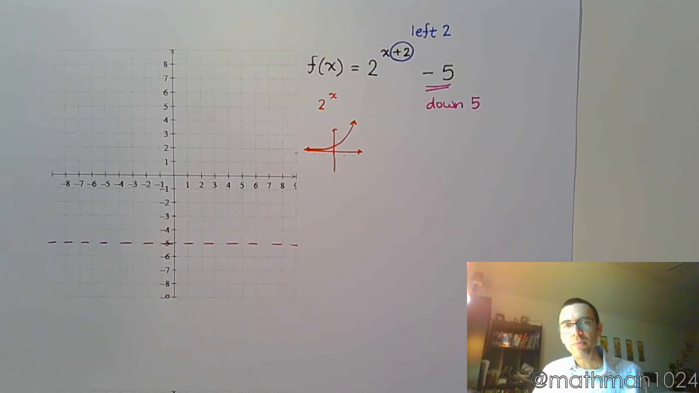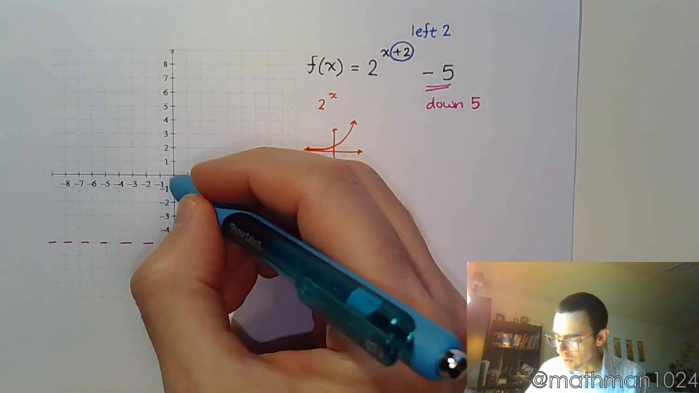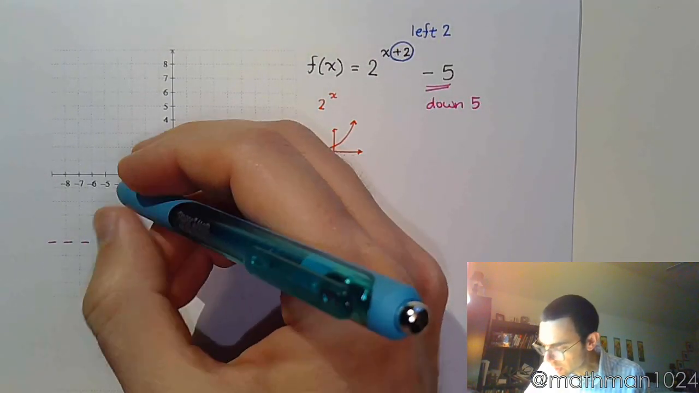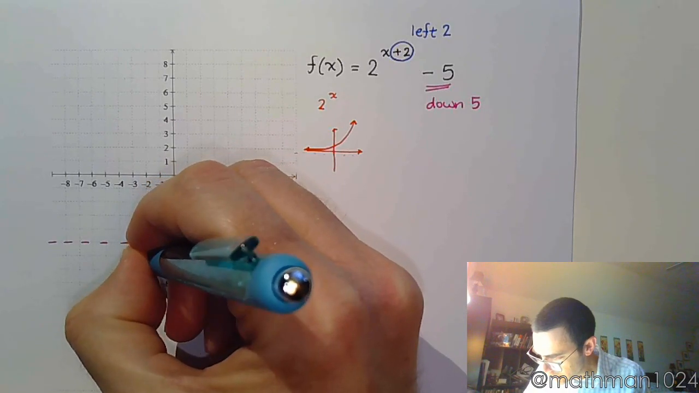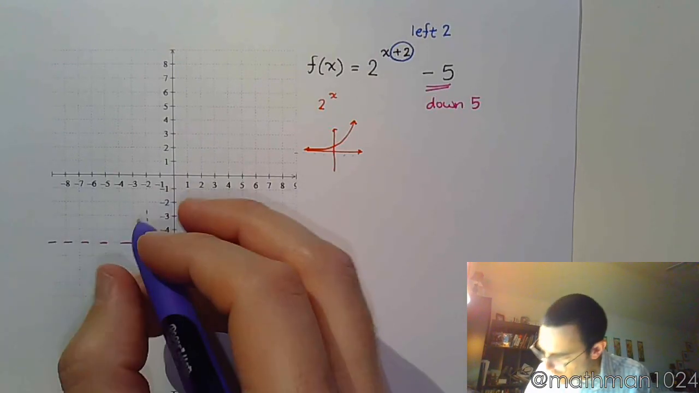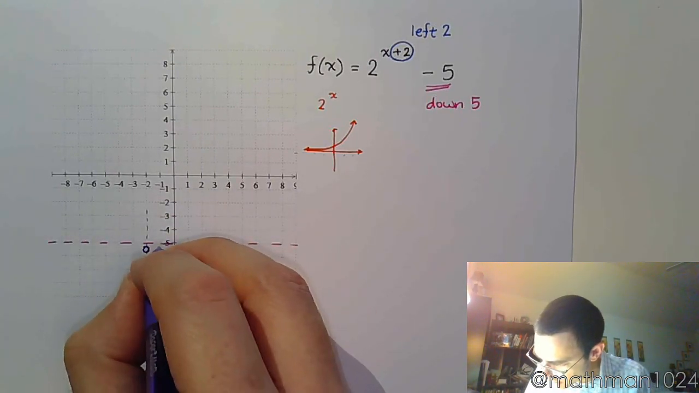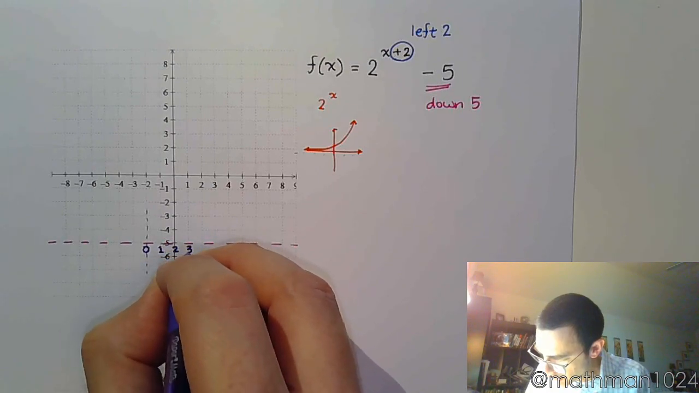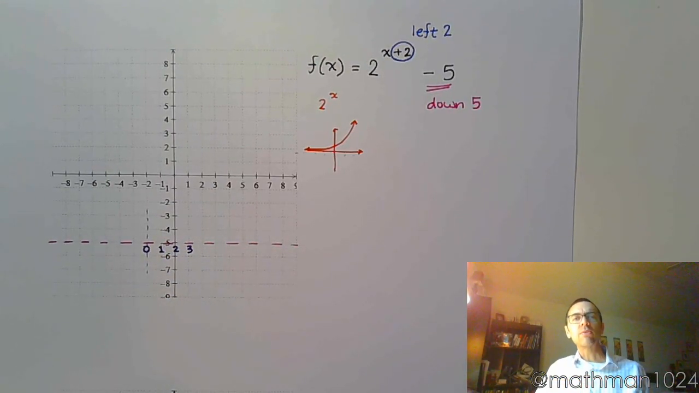And then we also have that piece where we're going to the left 2. So this is not an asymptote, but I just want to make a little mark here so we know where we're supposed to be. I need to go to the left 2. So here's my y-axis to the left 2. So something kind of like that, where this is my new origin. So I'm going to mark this as, that's my new 0, 1, 2, 3, and so on. And let's see what we can get from this.